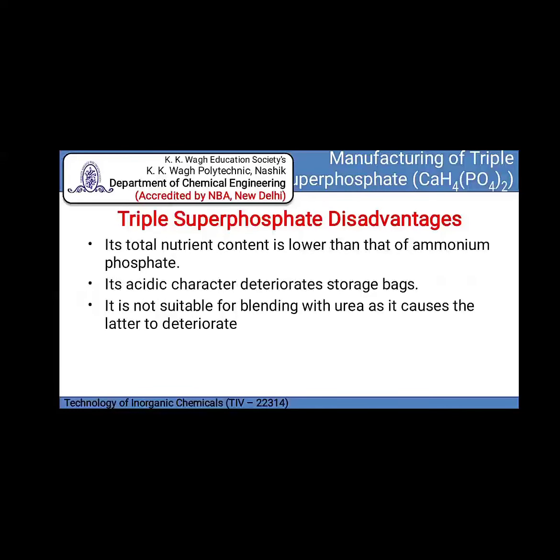The disadvantages of triple superphosphate involves its total nutrient content is lower than that of ammonium phosphate. Its acidic character deteriorates storage bags. It is not suitable for blending with urea.